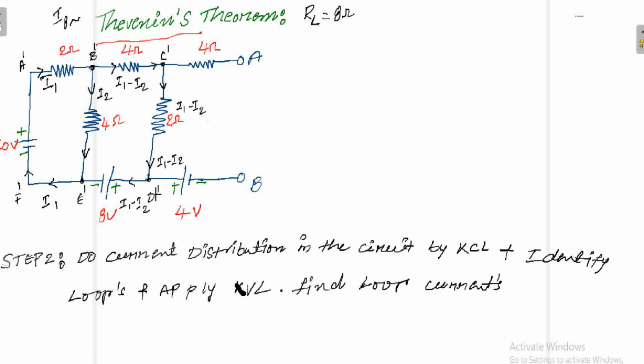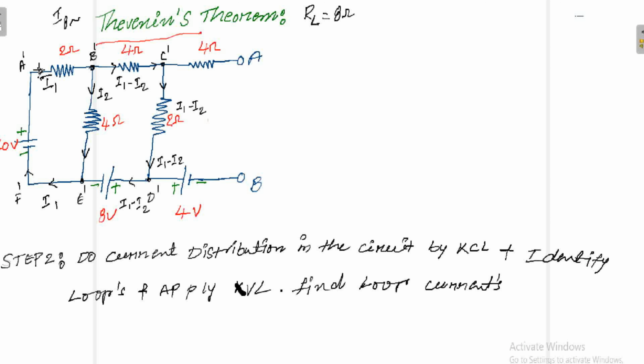We have done current distribution, correct. Next, what you have to do? Identify loops. In step 2 only, we have to identify loops. Now let us identify loops. How many loops are there?